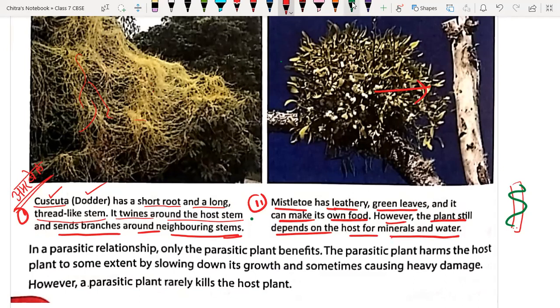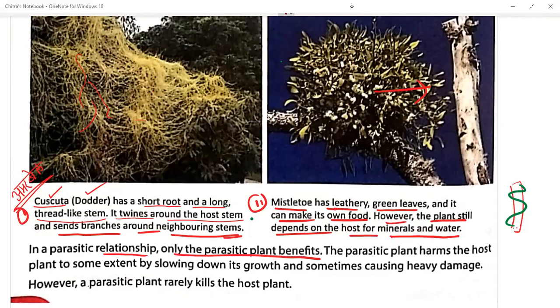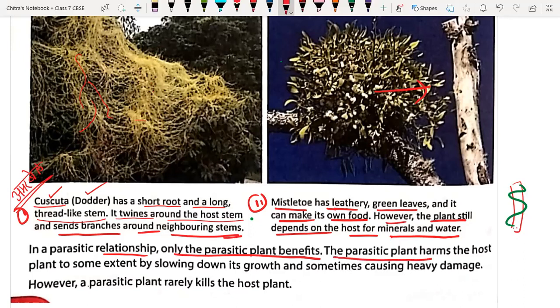So in a parasitic relationship, only the parasitic plant benefits. That means they harm the host plant. Because they absorb nutrition from the host plant, only the parasitic plant benefits and the host plant is harmed. The parasitic plant harms the host plant to some extent by slowing down its growth, sometimes causing heavy damage. However, the parasitic plant rarely kills the host plant. By absorbing most of the nutrition, it may kill the host plant also.